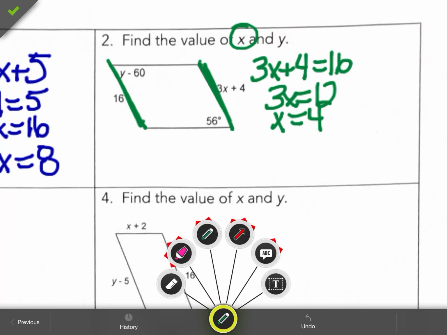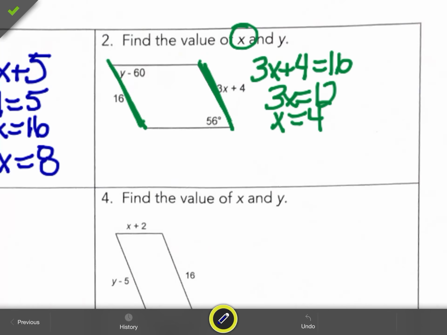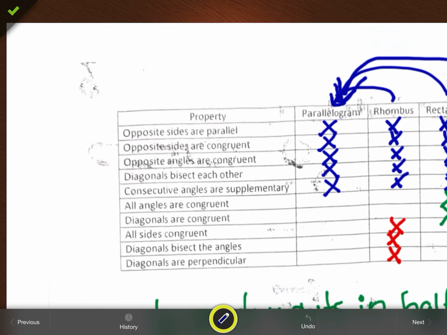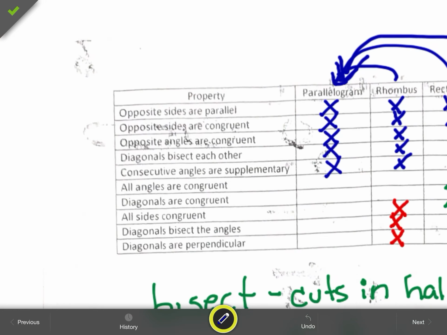All right, we also have to find y. So now I'm going to focus on y. So I come over, y minus 60. Okay, that's this right here. That is clearly an angle. So now I need to figure out what I know about angles. Come back to my chart. Not even going to bother to look at the first two properties because those are talking about sides.